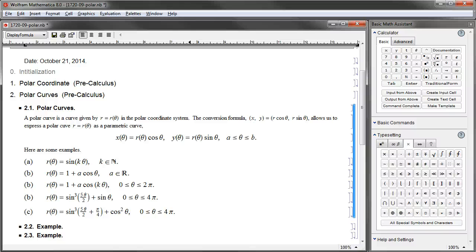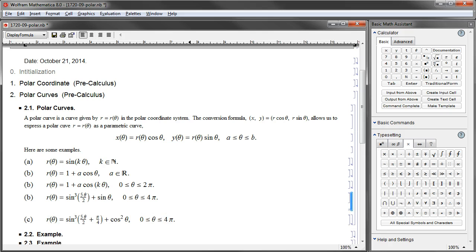Polar curves are given by r as a function of theta. Because x is r cosine of theta and y is r sine of theta, we're going to have x of theta is r of theta cosine of theta, and y of theta is r of theta sine of theta. Consequently, we're going to get a parametric curve.